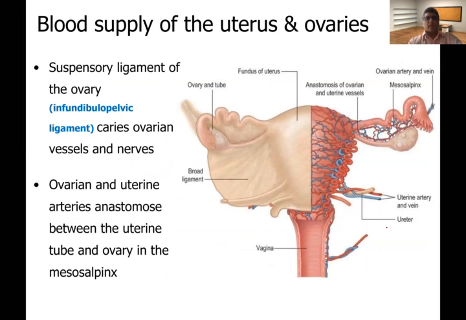Okay, so this is the point that I mentioned, infundibulopelvic ligament or the suspensory ligament of the ovary, which brings these blood vessels here. Okay, and you can see the uterine artery here. Now this is the other point. You can see this is the ureter, and this is the uterine artery. You can see the ureter and uterine artery crossing just lateral to the cervix and the upper part of the vagina.